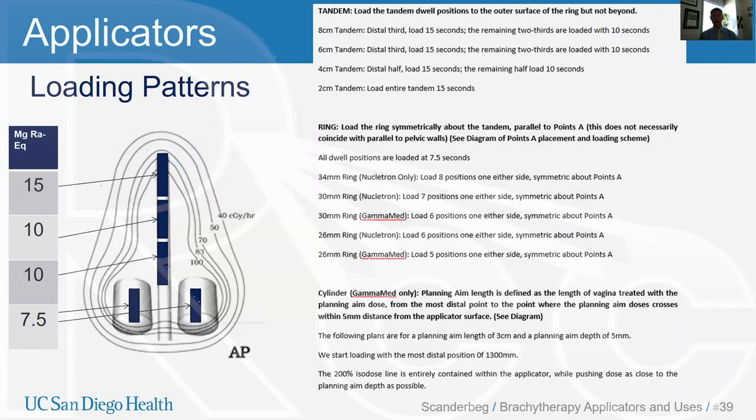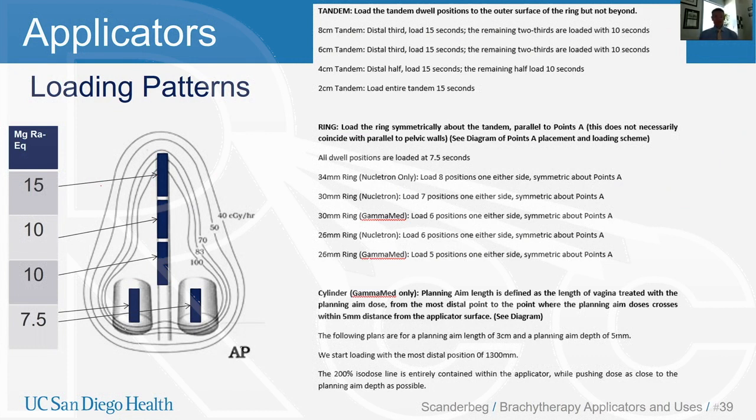For the ring, we'll load all active dwell positions with 7.5 seconds, and these will be symmetric about point A. For a 34 millimeter Nucletron ring, we'll load 8 dwell positions on either side. For a 30 millimeter Nucletron ring, 7 positions on either side. For a 26 millimeter Nucletron ring, 6. And for the 30 millimeter Varian ring, 6 dwell positions on either side, and the 26 millimeter Varian ring, 5 positions on each side. So again, I'm going quickly. This handout is available to you, and later on, whoever will be working with your site will go over the specifics for the equipment that you have.